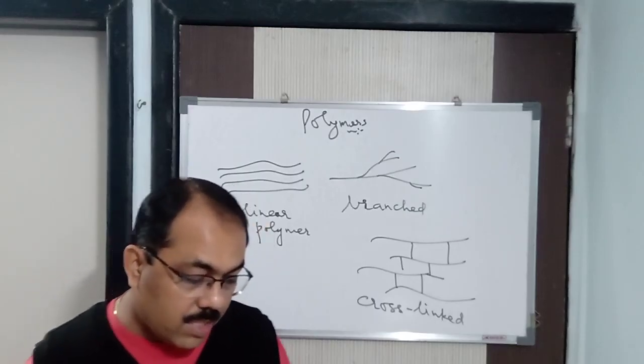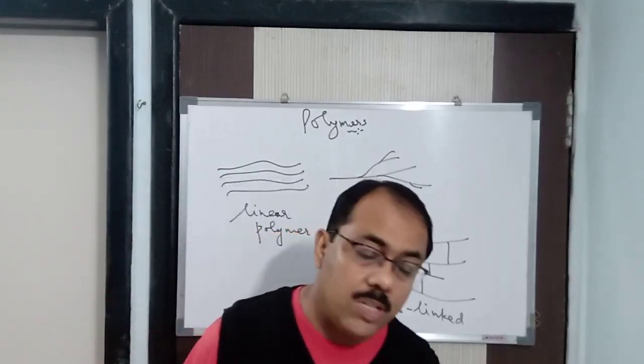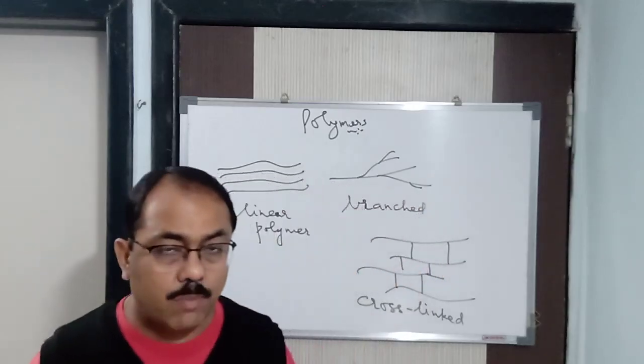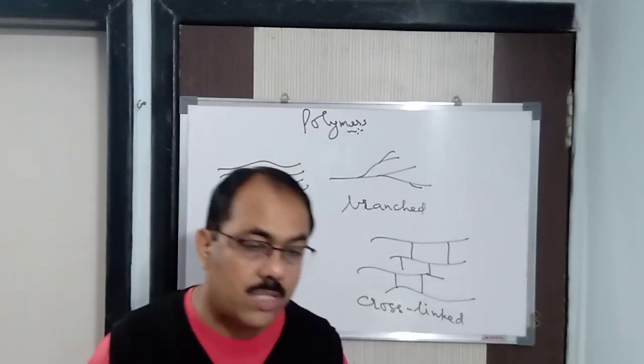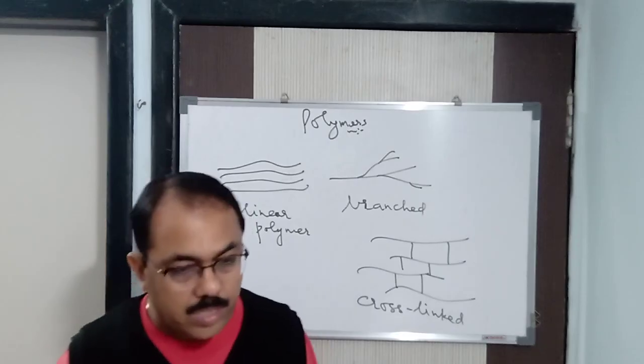Next is the type of monomers attached, that is, classification of polymers on the basis of the monomers or structural units attached to it. That we'll see in the next video.